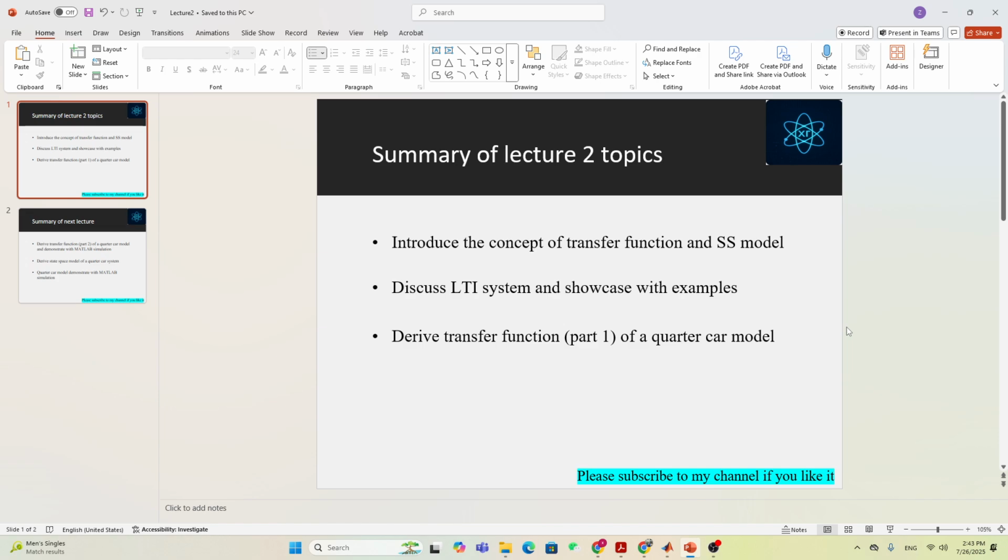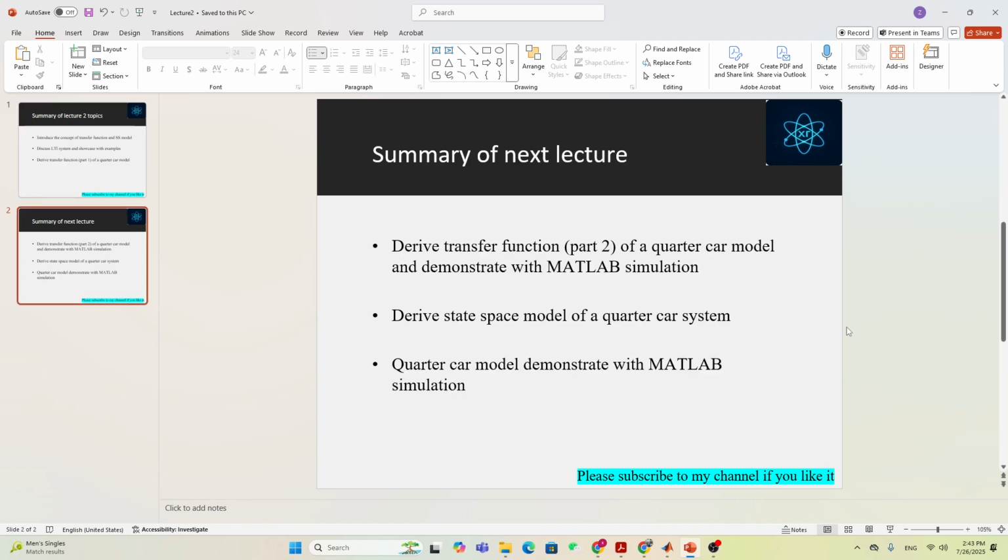This is just part 1. So in lecture 3, we are going to have part 2. Derive the transfer function of a quarter car model entirely and demonstrate with MATLAB simulation. After that, we are going to derive the state space model of a quarter car system.